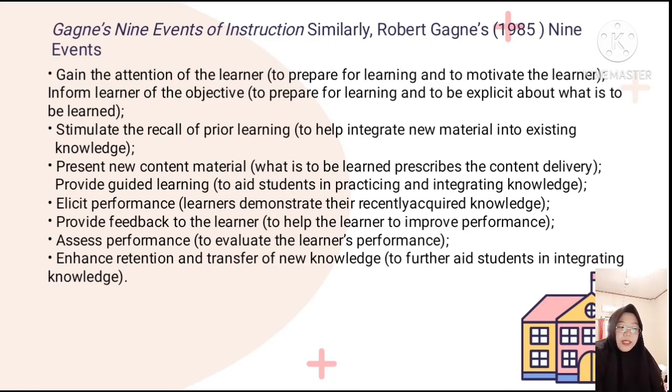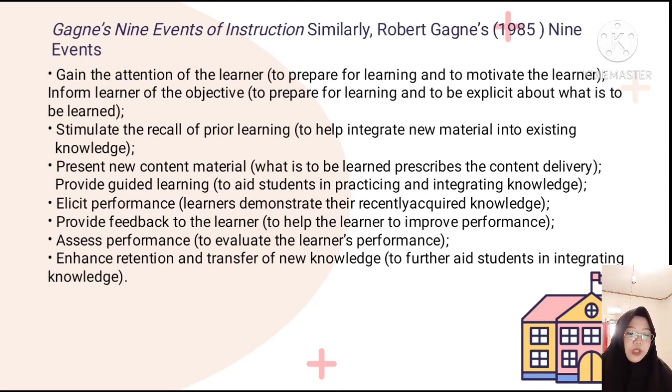Similarly, Robert Gagne in 1985, 9 events of instruction correlate with how the cognitive processes in the brain affect learning. He conceived these 9 events to illustrate how teachers can facilitate learning. The first, gain attention of the learner, is to prepare for learning and to motivate the learner. The second is inform learner of the objective, to prepare for learning and to be explicit about learning, to help integrate new material into existing knowledge.